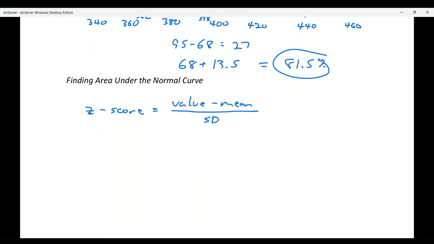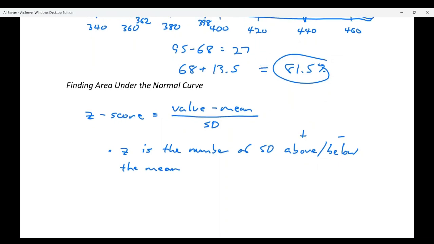What this does is it creates a value, z, that tells us how many standard deviations above or below the mean we are. So z is the number of standard deviations above or below the mean. When we do this formula, we want to make sure that we do value minus mean in that order every time. If you get a positive value, you're above the mean. If you get a negative value, you're below the mean. So this would be a positive value. This would be a negative value.